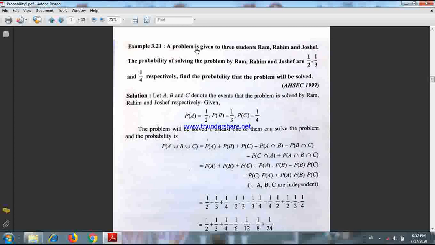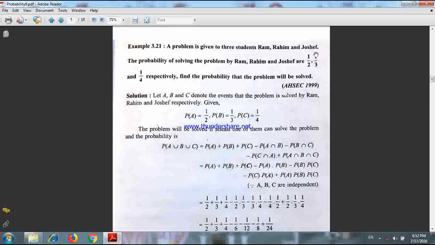You see, a problem is given to three students, Ram, Rahim and Joseph. The probability of solving the problem by Ram is 1 upon 2, by Rahim 1 upon 3, and by Joseph 1 upon 4 respectively. To find the probability that the problem will be solved. So when will the problem be solved? If at least one of them solves the problem.